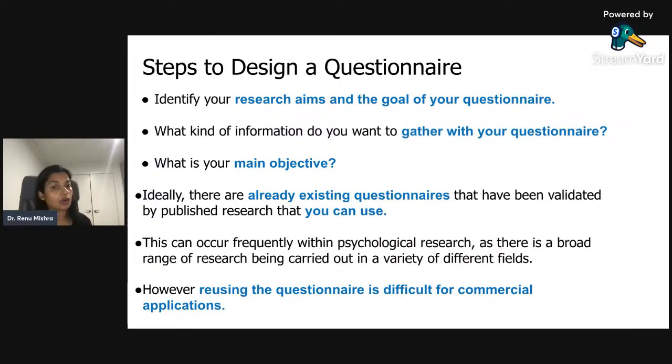Ideally, there are already existing questionnaires that have been validated by published research that you can use, which we have already discussed, adapting the questionnaire. That's why I already told you that you may also adapt the questionnaire. It's not like copying; it's adapting the questionnaire, but you have to use it as it is, definitely giving the credits or citations. However, reusing the questionnaire is difficult for commercial application, commercial as in apart from research and academic application.